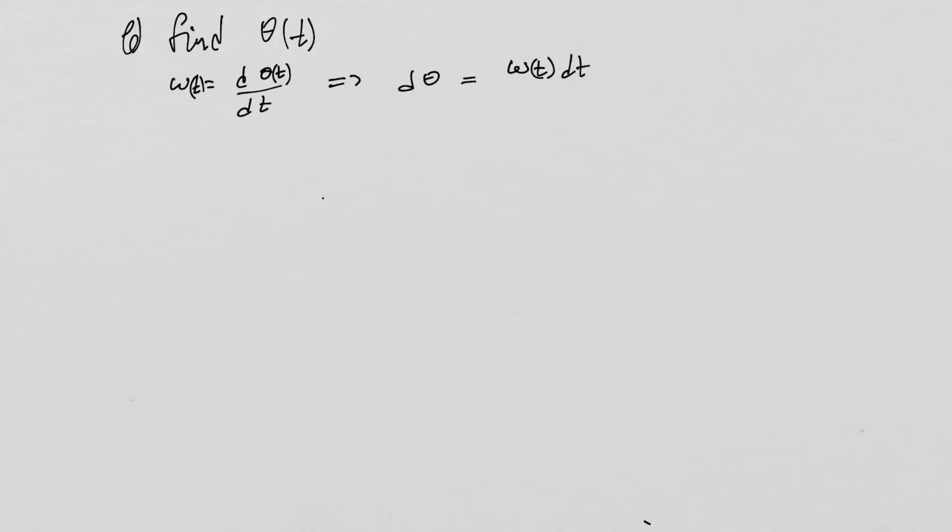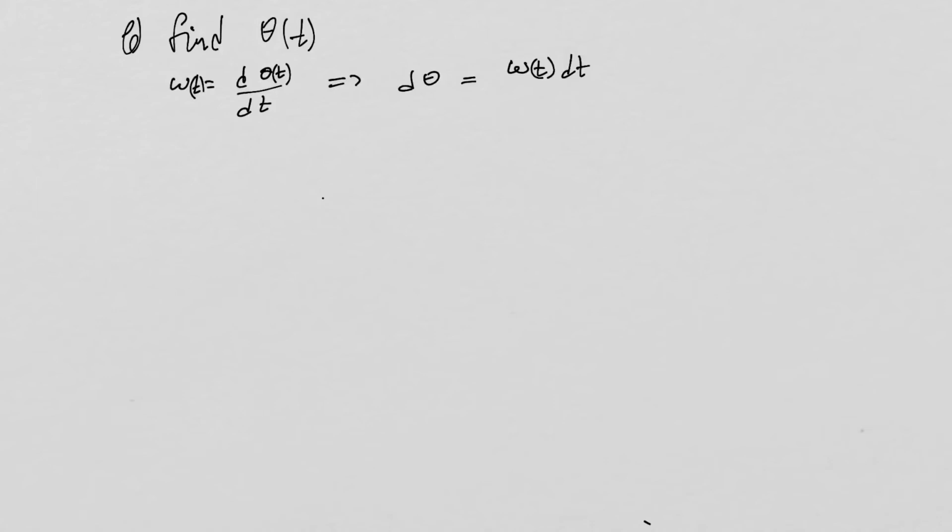So the next step would be to find the expression for the position as a function of time, theta of t. The definition of the angular velocity is the time derivative of the position function. So omega of t is equal to d theta dt, and from here, by rearranging the expression, I can isolate d theta alone on the left-hand side, and on the right-hand side I have omega of t dt.